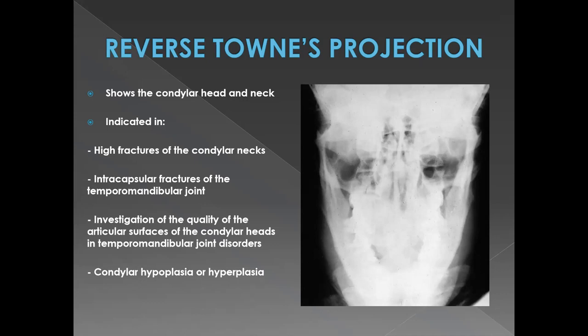It is indicated in high fractures of the condylar necks, intracapsular fractures of the TMJ, and investigation of the quality of the articular surfaces of the condylar heads in temporomandibular joint disorders. This view can show you the mediolateral aspect of the condyle, which you cannot appreciate on an OPG. Like the PA mandible, it can also be used for evaluating condylar hypoplasia and hyperplasia.